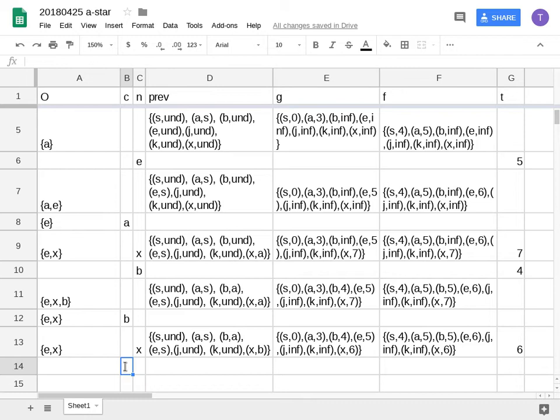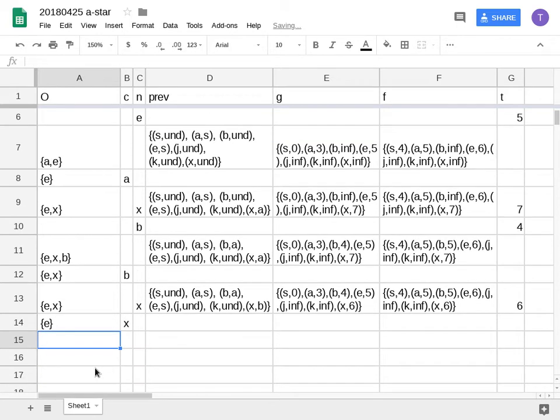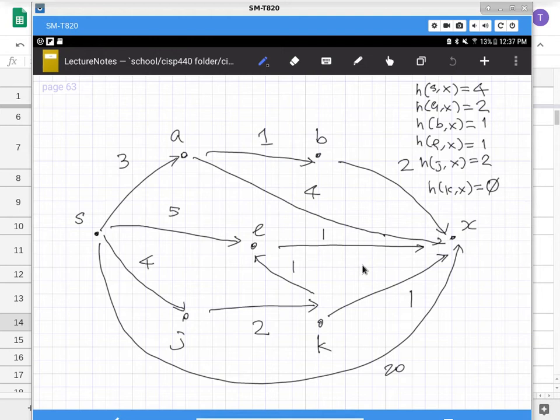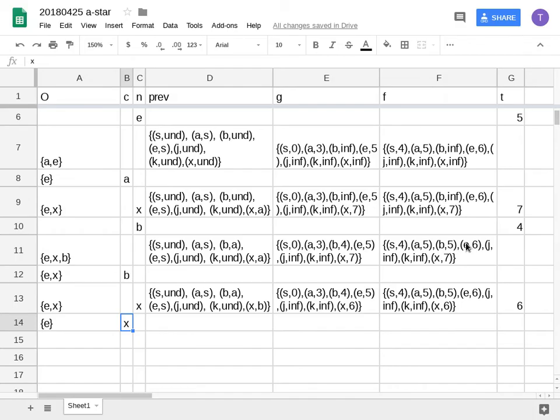Okay, let's pick X. Once you pick X, you have to remove it from the set O. So the set O only has E left. And if I look at this graph here, X has no outgoing edges, so there's really nothing to do for the for each loop. So now we go back to the outer loop.